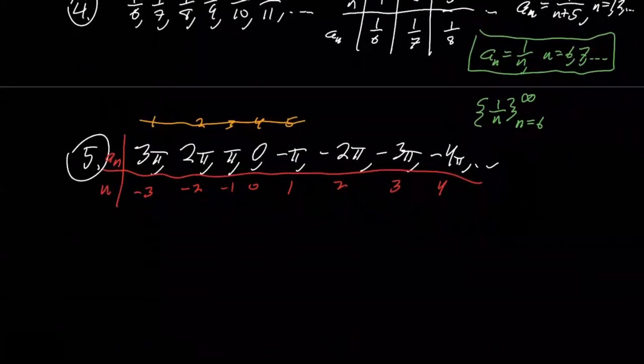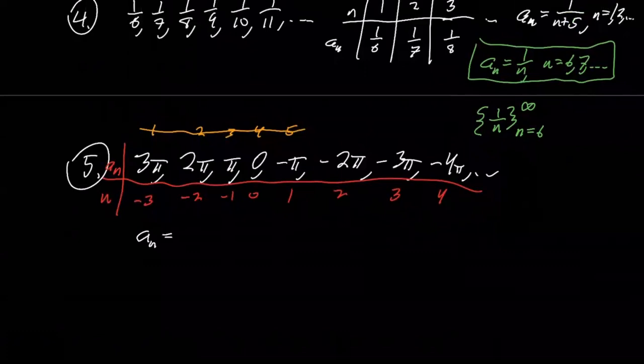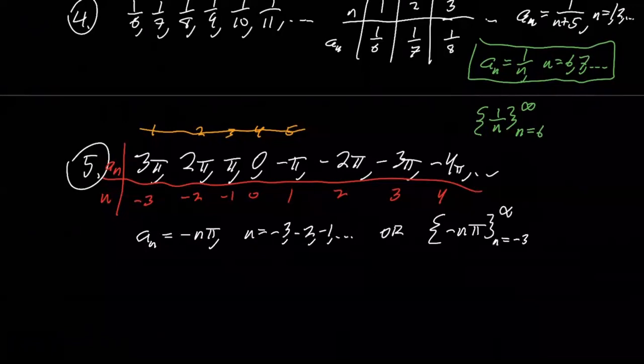So you could then say that a sub n is negative n pi, starting at n equals negative 3. There's no reason you can't start wherever, right? Or maybe it's nicer to write negative n pi from n equals negative 3 to infinity. And just to check, a sub 5 is negative 5 pi, so that's somewhere down the list. It's going the right direction, right? A sub 5 is negative 5 pi, a sub 6 is negative 6 pi, and so on. And so you're counting, and that seems to work.